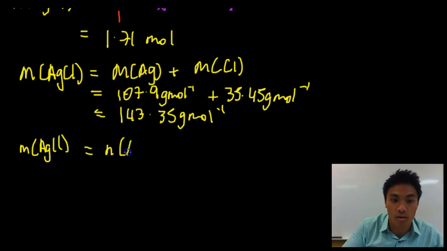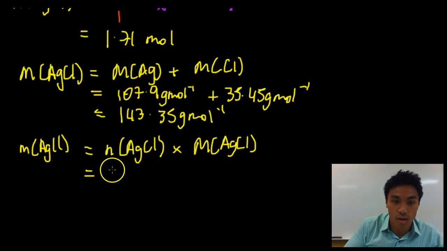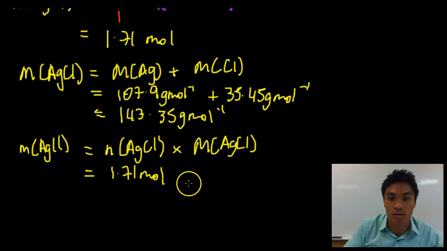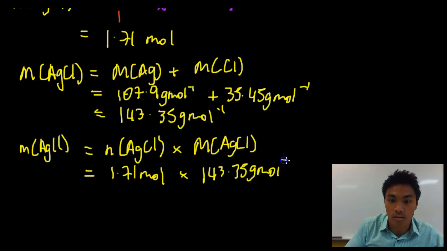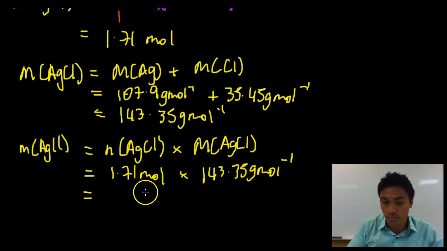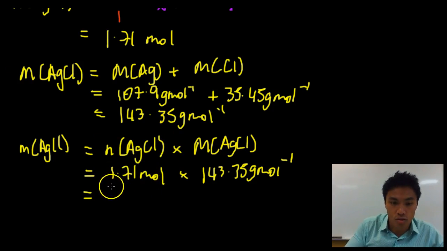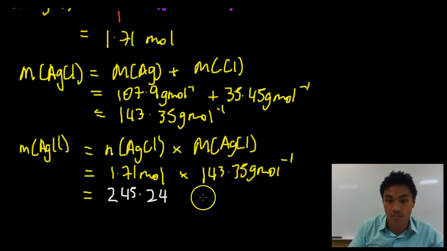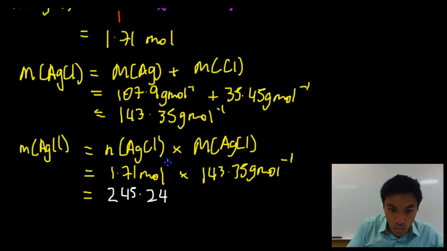Mass is just the number of moles, how many moles we have, multiplied by how much one mole weighs. So we have 1.71 moles of our silver chloride, and one of them weighs 143.35 grams. Putting in units once again actually ends up being important. So you have 1.71 times 143.35. Our final mass, if you do that calculation right now, should end up being 245.24.